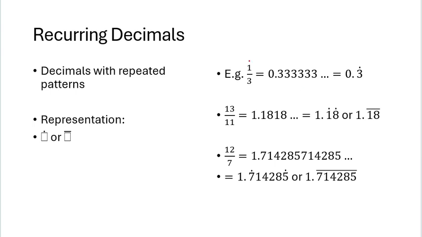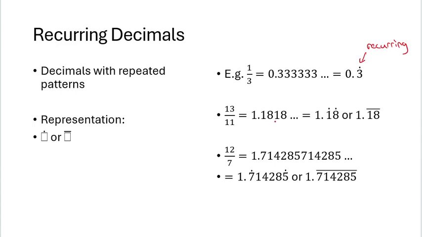You have 1/3. When you write it as a decimal, it's 0.3, but the threes keep repeating themselves. So what you end up doing is you go 0.3 and you put the dot on top, and that indicates that this here is recurring.